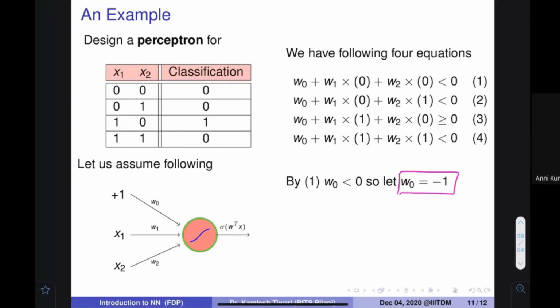Make sense? Second, with 0, 1, it should be 0. Means W0 plus W1 into 0, this is the 0 taken, then W2 into 1 should be less than 0. This is the second equation. From this we get this.